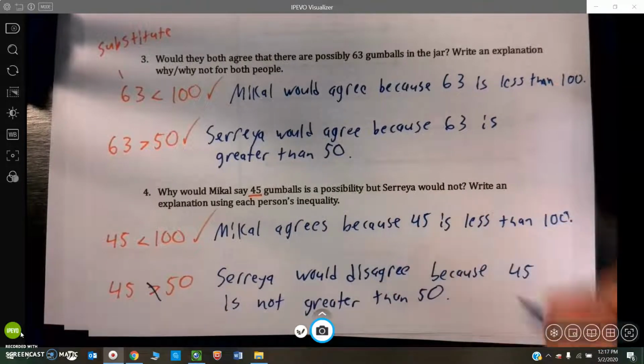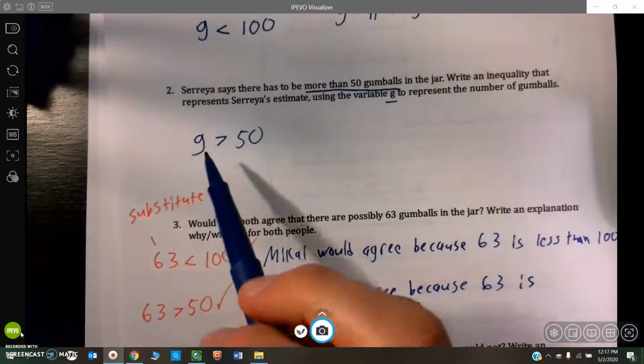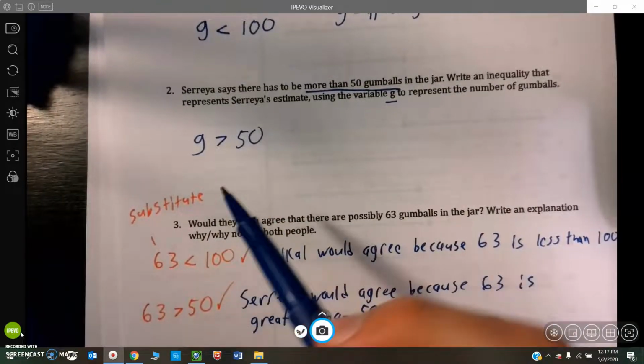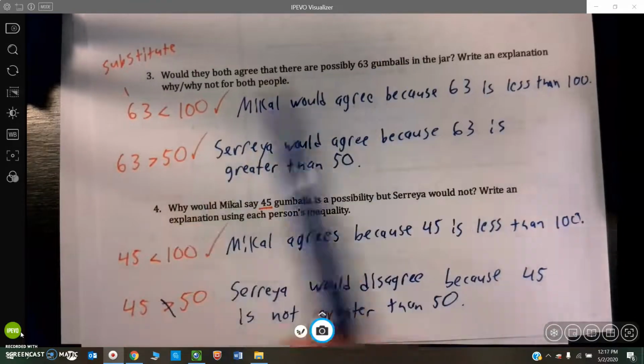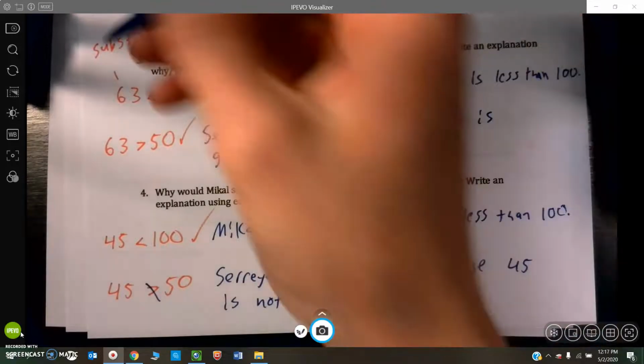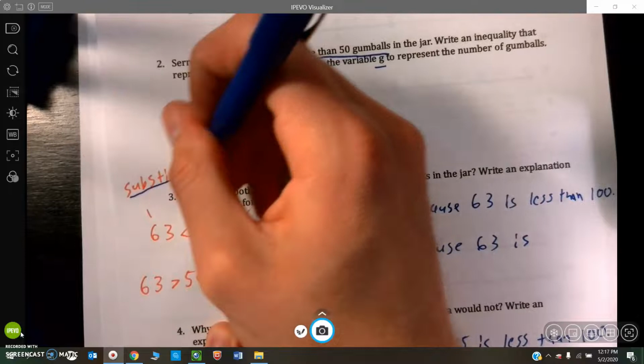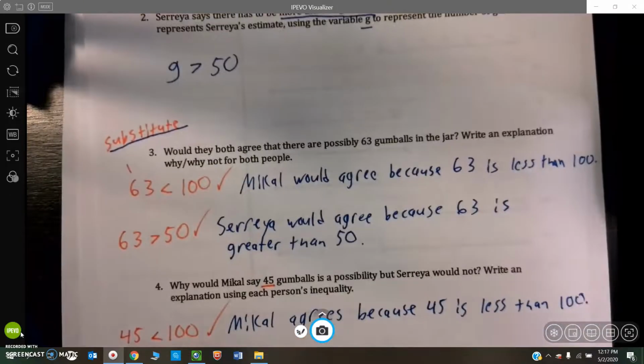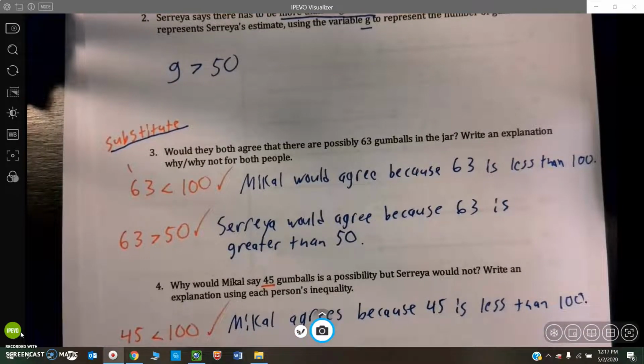So once again, when we're working with inequalities, you always need to have a variable to represent the possible values. And then when you're given a certain number to see if it satisfies the inequality or makes it true, that's when we do that old substitution, replacing the variable with a value or number.